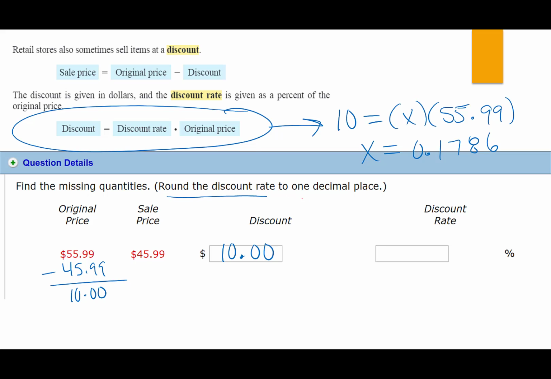Now this does give instructions that it round the discount rate to 1 decimal. Okay, I'm going to move it down here to the bottom of the screen. So if we have 0.1786, move the decimal twice, that would be 17.86. Now if we round it to 1 decimal place, that would be 17.9%. They already have the percent sign, so just type in the actual percent and not the percentage symbol.